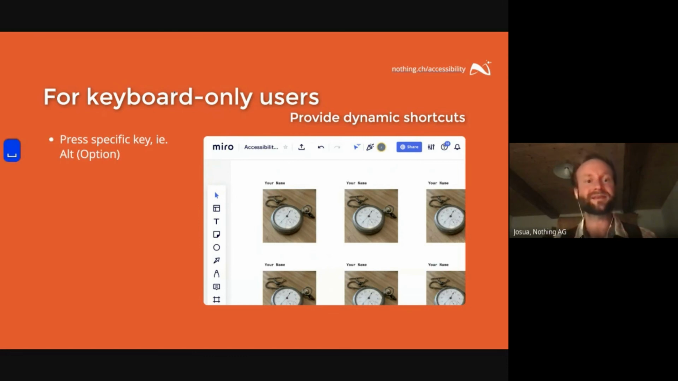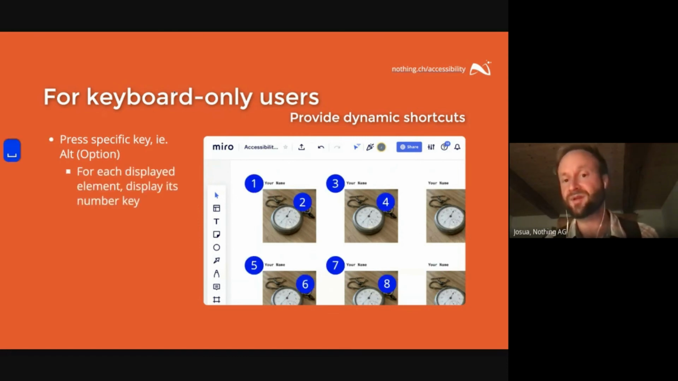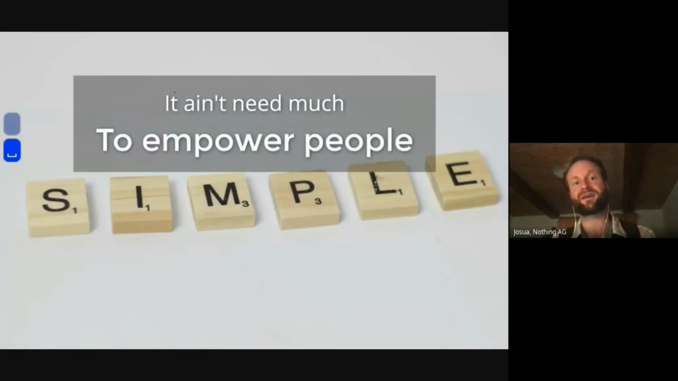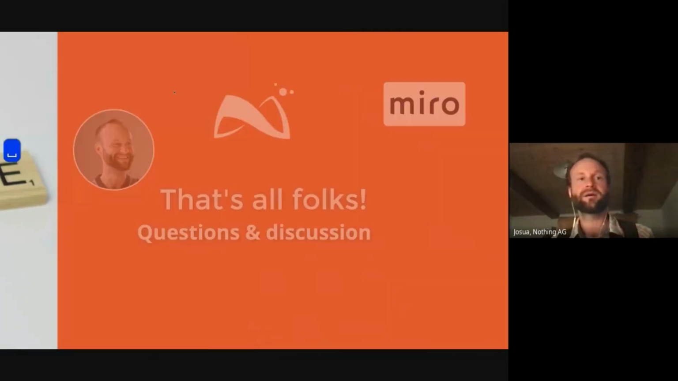So just press a specific key like the Alt key, and then it would just show some numbers on the screen for each element, and then you could press the appropriate number key and you would select it. So that's very, very simple, but very, very effective. And that's what I wanna say here. It doesn't usually need much to empower people. You just need to be aware of their needs, and the implementation in the end is pretty easy actually.